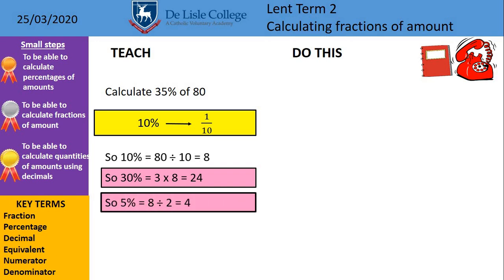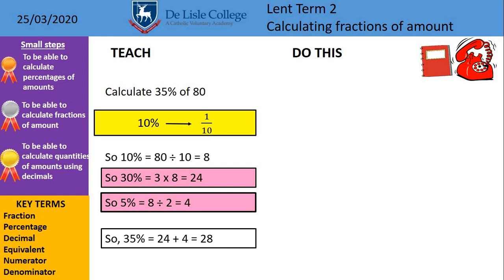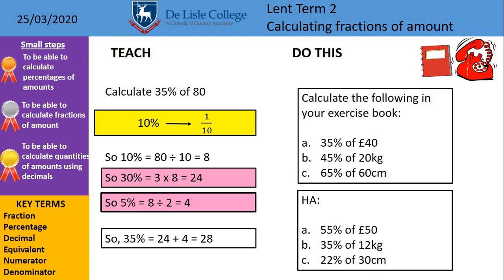We could also half the 10% to work out what 5% is. So this would be 4. And then add the two answers together to give us what 35% is. In the same way then, can you have a go at the questions on the right hand side? The box towards the bottom have slightly more challenging questions in.